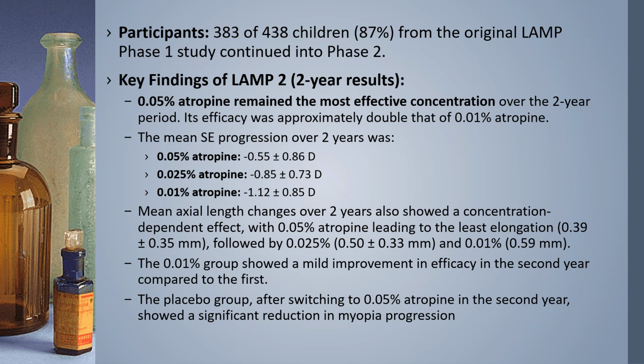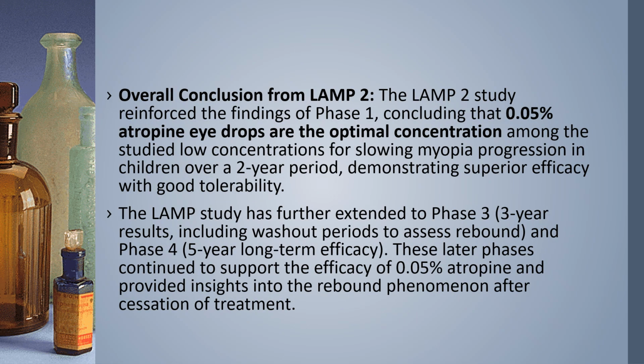So yes, the placebo group, after switching to 0.05% concentration, also showed significant reduction in myopia progression over a period of 1 year. Now, this was all from LAMP 2. They came up with the conclusion that 0.05% were much better drops, and they were the optimal concentration among the studied low concentrations, because they found that it was giving a much tighter control.